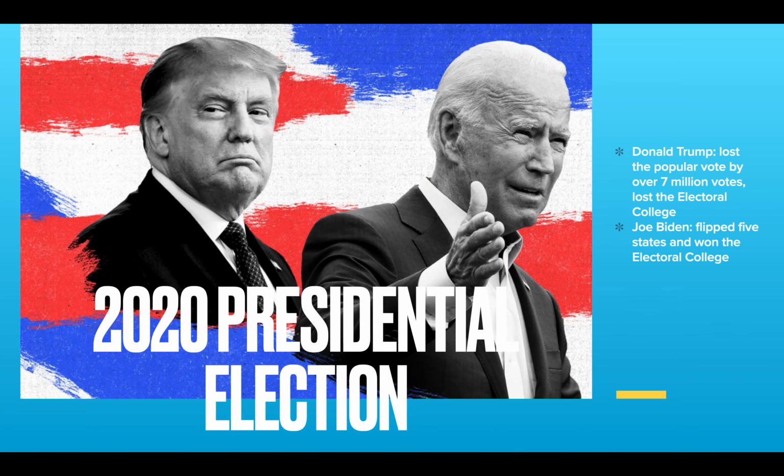In the most recent election, the 2020 presidential election, Donald Trump lost the popular vote by over 7 million votes, and he also lost the Electoral College. Joe Biden won both the popular vote and the Electoral College. He also flipped 5 states that went for Trump in 2016. Those states were Arizona, Michigan, Pennsylvania, Georgia, and Wisconsin.